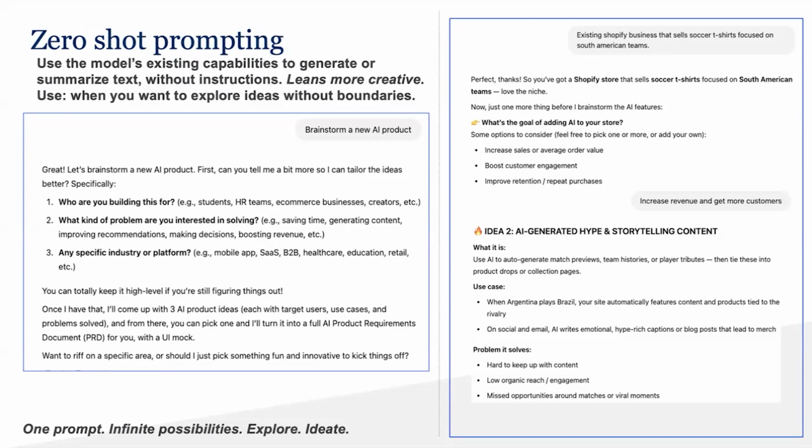And for the rest of this webinar, I'm going to focus on a couple of different things. Number one is we're going to focus on improving a Shopify business that sells soccer t-shirts focused on South American teams. So I provide the prompt on the top right here that says, who is this for? And I say existing Shopify businesses that sell soccer t-shirts. And then the LLM asks me very clearly, hey, what is the goal of adding the AI to your store? And I say, hey, I want to increase revenue and get more customers. So it gives me a whole bunch of ideas that you can utilize and drill down on.